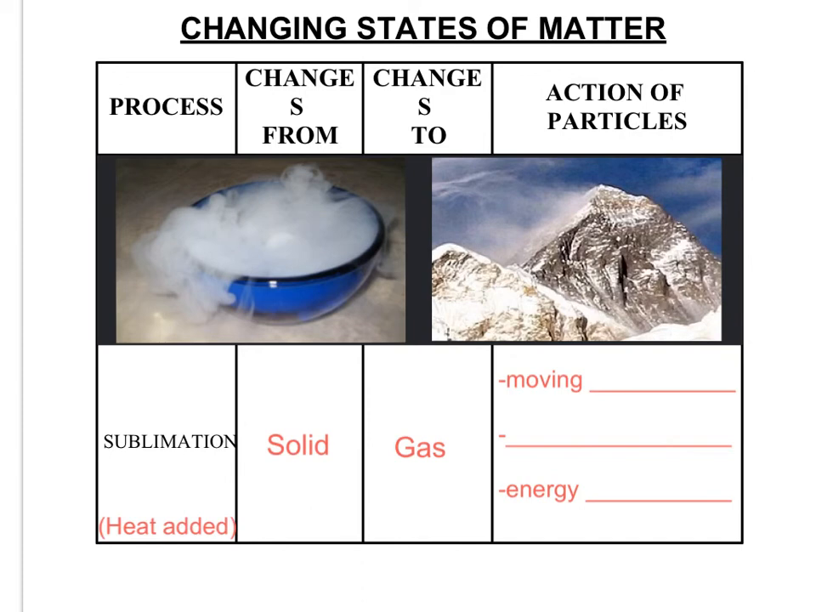Now, let's complete the second bullet for the action of the particles during sublimation. Are the particles slip sliding past each other? Are they tightly packed together in neat rows? Are they spreading apart? Are they moving closer together? Or are they spreading apart quickly? What do you think? So hit pause and write what you think, please.